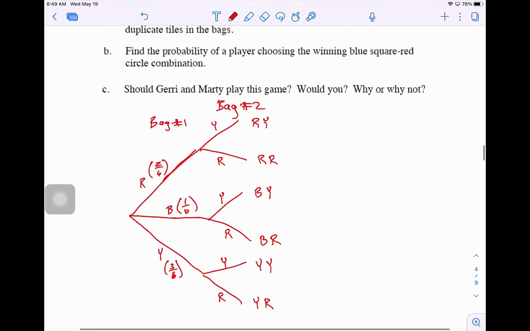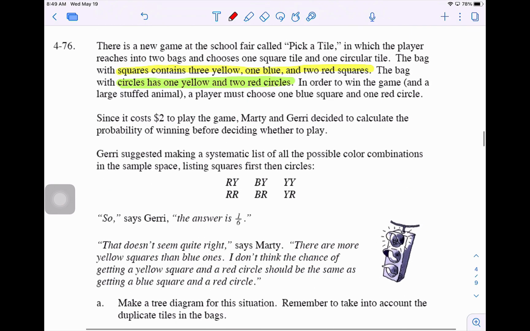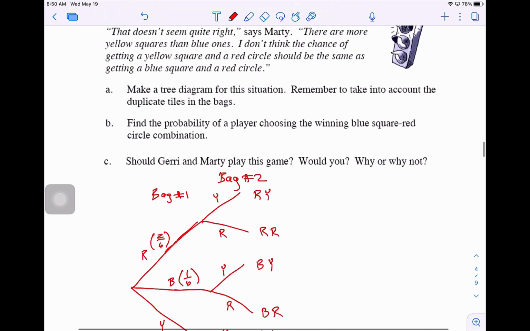Now we reach into the circles. And in this case, there's only 1 yellow circle out of 3 circles. There's 2 red out of 3 circles. So it's either 1/3 or 2/3, depending on the color. 1/3 for yellow. We can put that in parentheses. 2/3 for red.